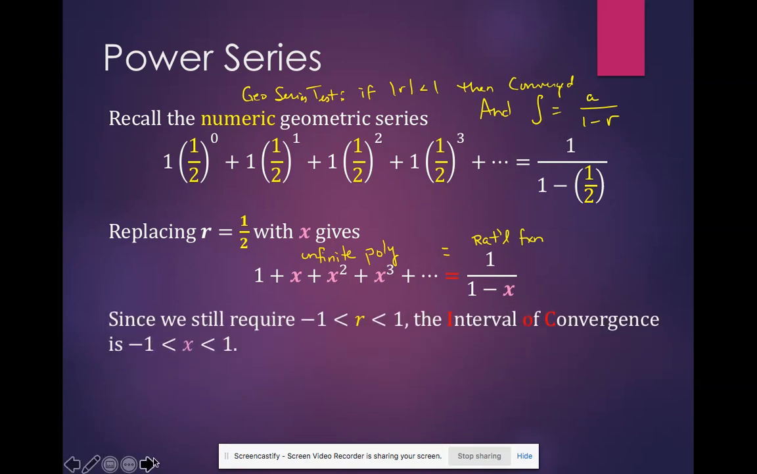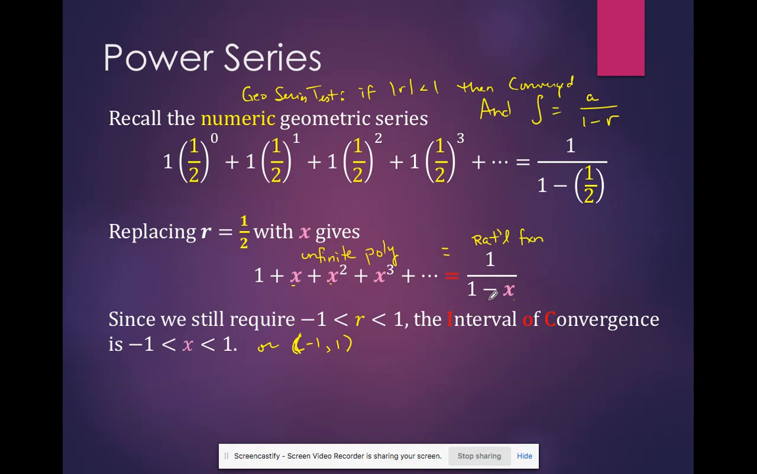Now, it's only equal by the Geo Series test condition if your r is strictly between -1 and 1, or the absolute value of r being strictly less than 1. Since r is replaced with a letter, I have to say anything that you put in place of r has to be between -1 and 1, and that's what this statement is. And of course, we could write it as an interval of which you can choose x's to put either into the infinite polynomial or to the rational function and get convergence.